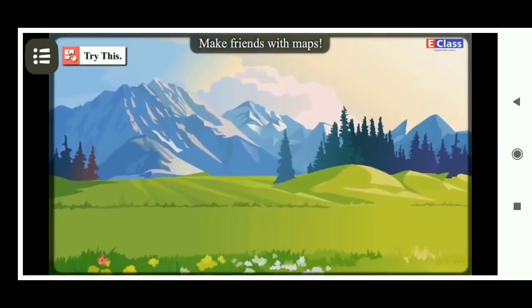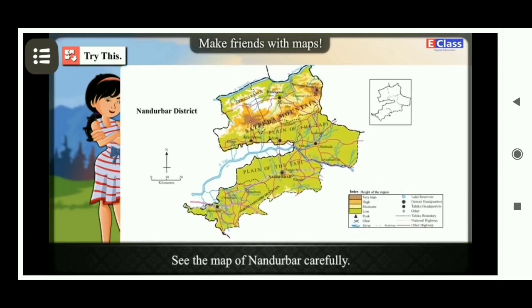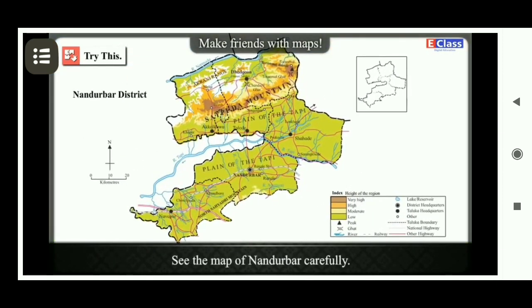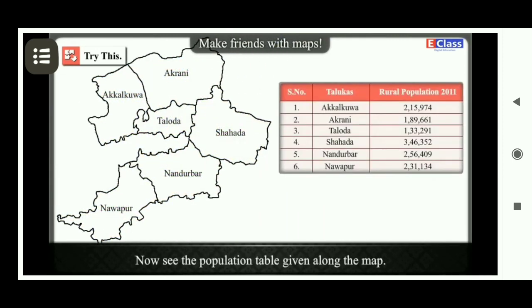Try this. Now we will prepare a map using dot method. Carry out the following activity. See the map of Nandurbar carefully. Draw it on another paper or tracing paper along with its taluka and district boundaries. Now see the population table given along the map.